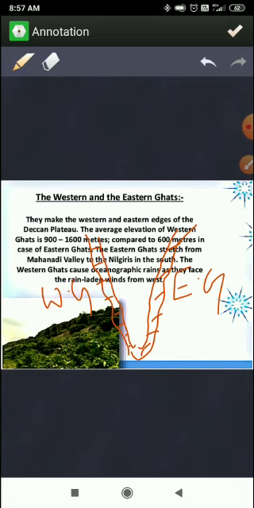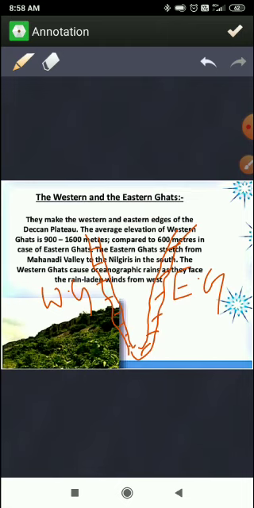So they make the western and eastern edges of the Deccan Plateau. The average elevation of the Western Ghats is 900 to 1600 meters, compared to 600 meters in the case of the Eastern Ghats. The Eastern Ghats stretch from the Mahanadi Valley to the Nilgiris in the south. The Western Ghats cause orographic rain.